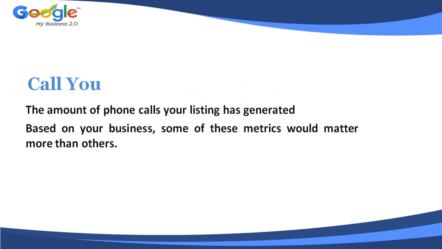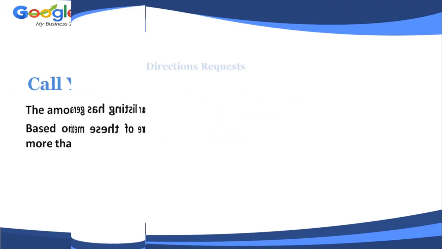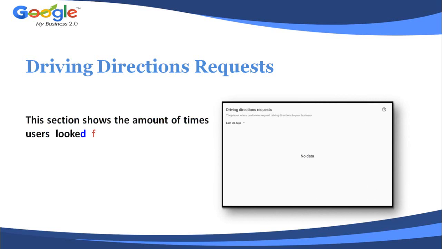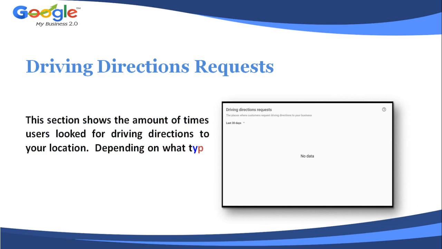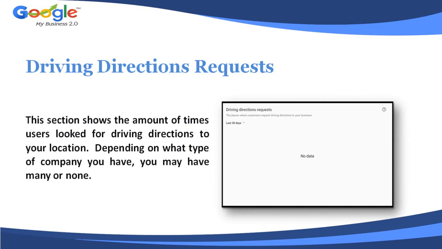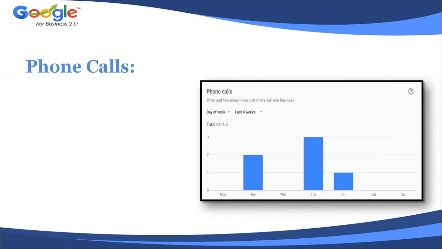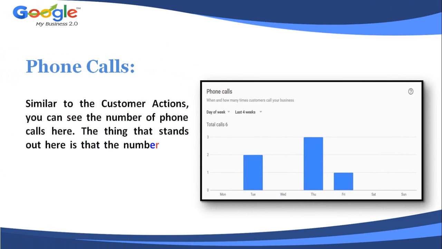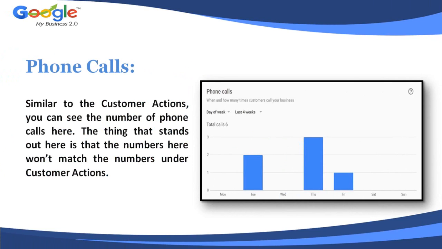Some of these metrics would matter more than others. Driving directions requested: this section shows the amount of times users look for driving directions to your location. Depending on what type of company you have, you may have many or none. Phone calls: similar to the customer actions, you can see the number of phone calls here. The thing that stands out here is that the number here won't match the number under customer actions.